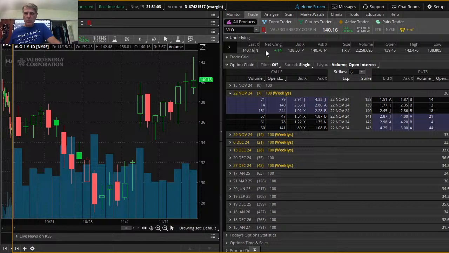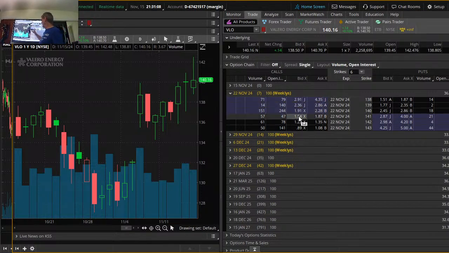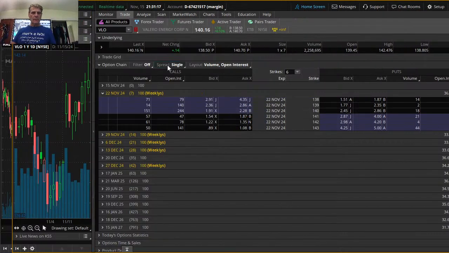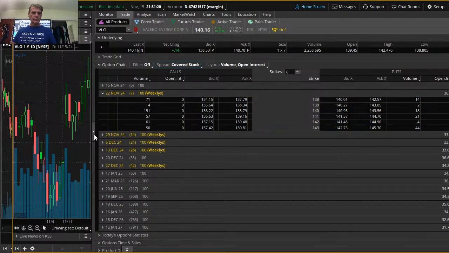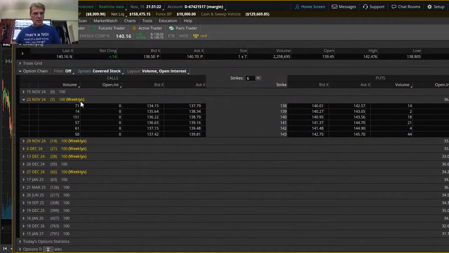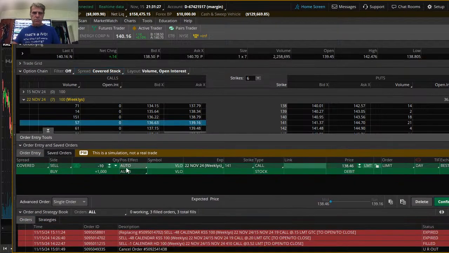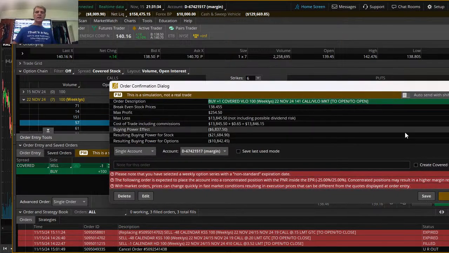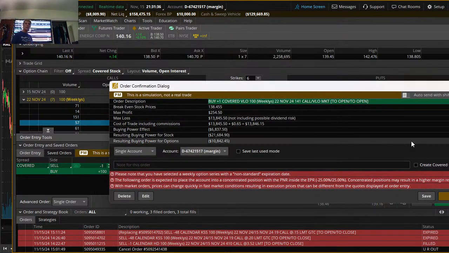All right, so currently at 140, the 141 is going for 1.51. So at 1.51, that's more than 1%. That's the type of trades we're looking for. This is the second one we came up with so far. So let's see what VLO would look like. Alrighty, the 141 right there. Let's do just one contract. Why not? At the market.